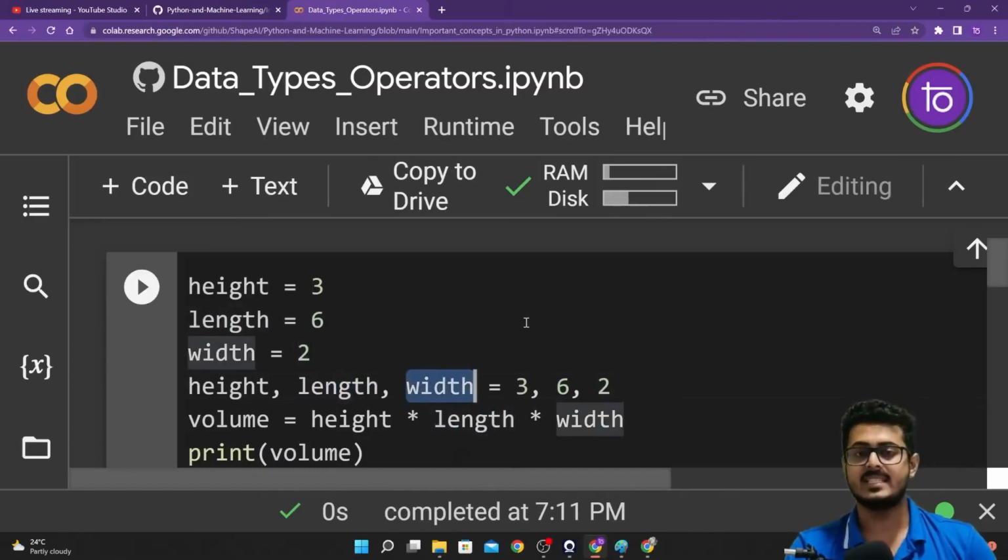Are you guys able to understand this? Please do let me know, guys. These both the lines have the exact same answer, the exact same utilization.